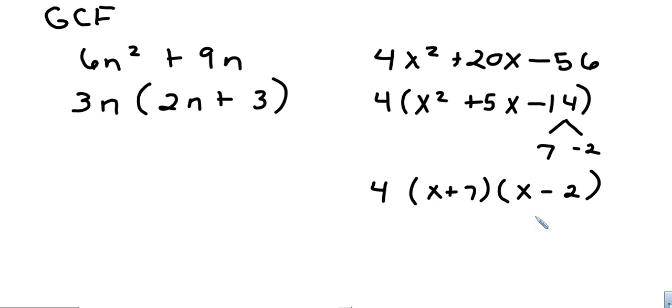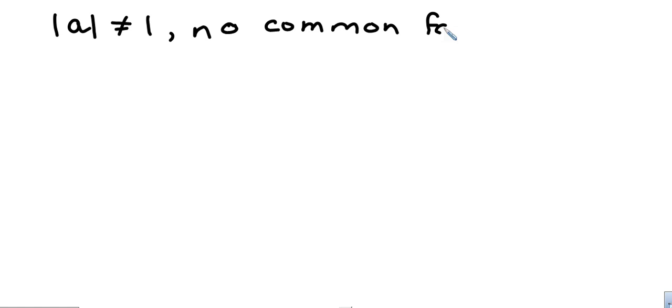All right, well, what if a is not 1, but there's not a common factor? These are probably the most challenging ones to factor, but there's a nice, neat process that allows us to do that. The absolute value of a is not equal to 1. A is not 1 and it's not negative 1. And there is no common factor. Or maybe there was a common factor, but I took it out and I've still got a not equal to 1. So how about this one? 2x squared plus 11x plus 12.